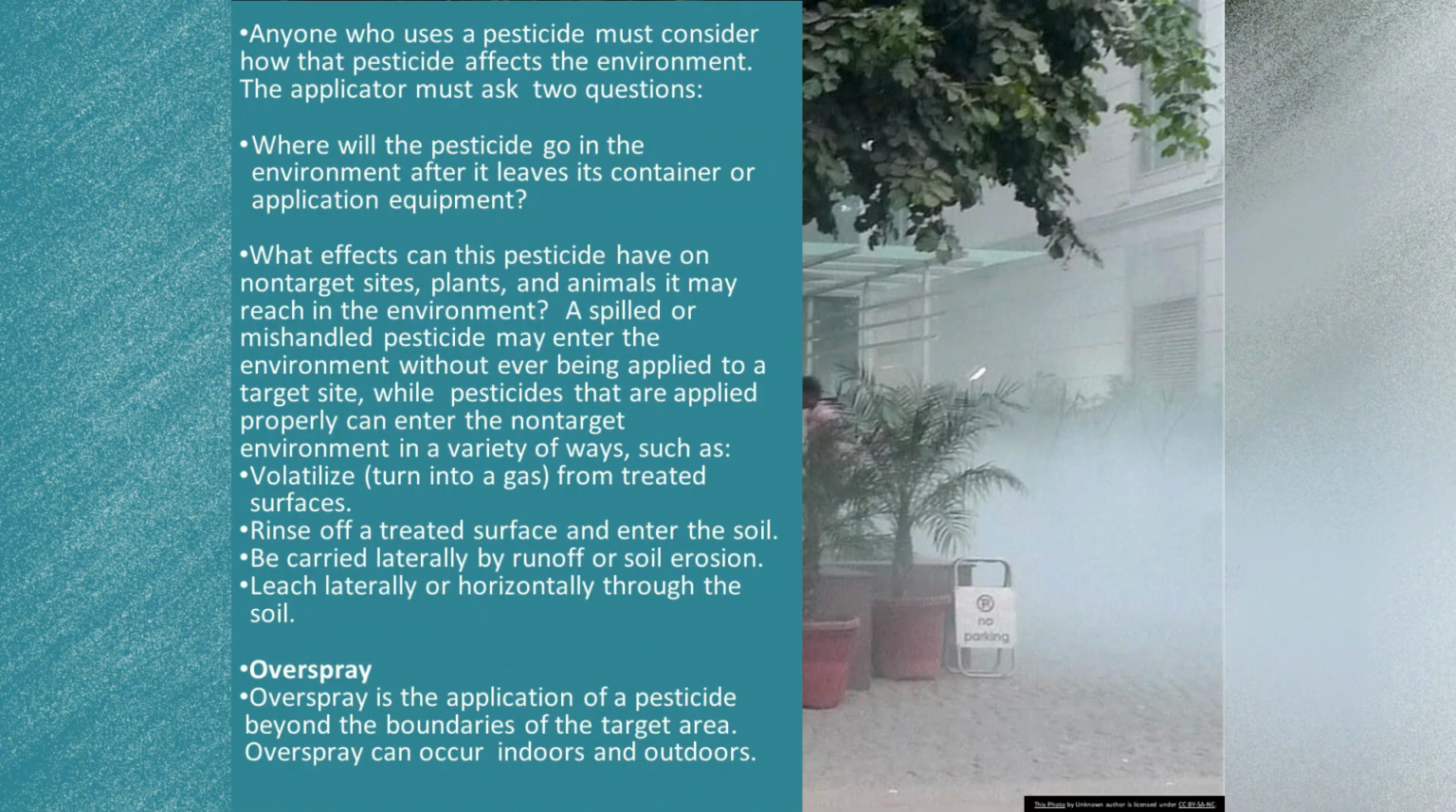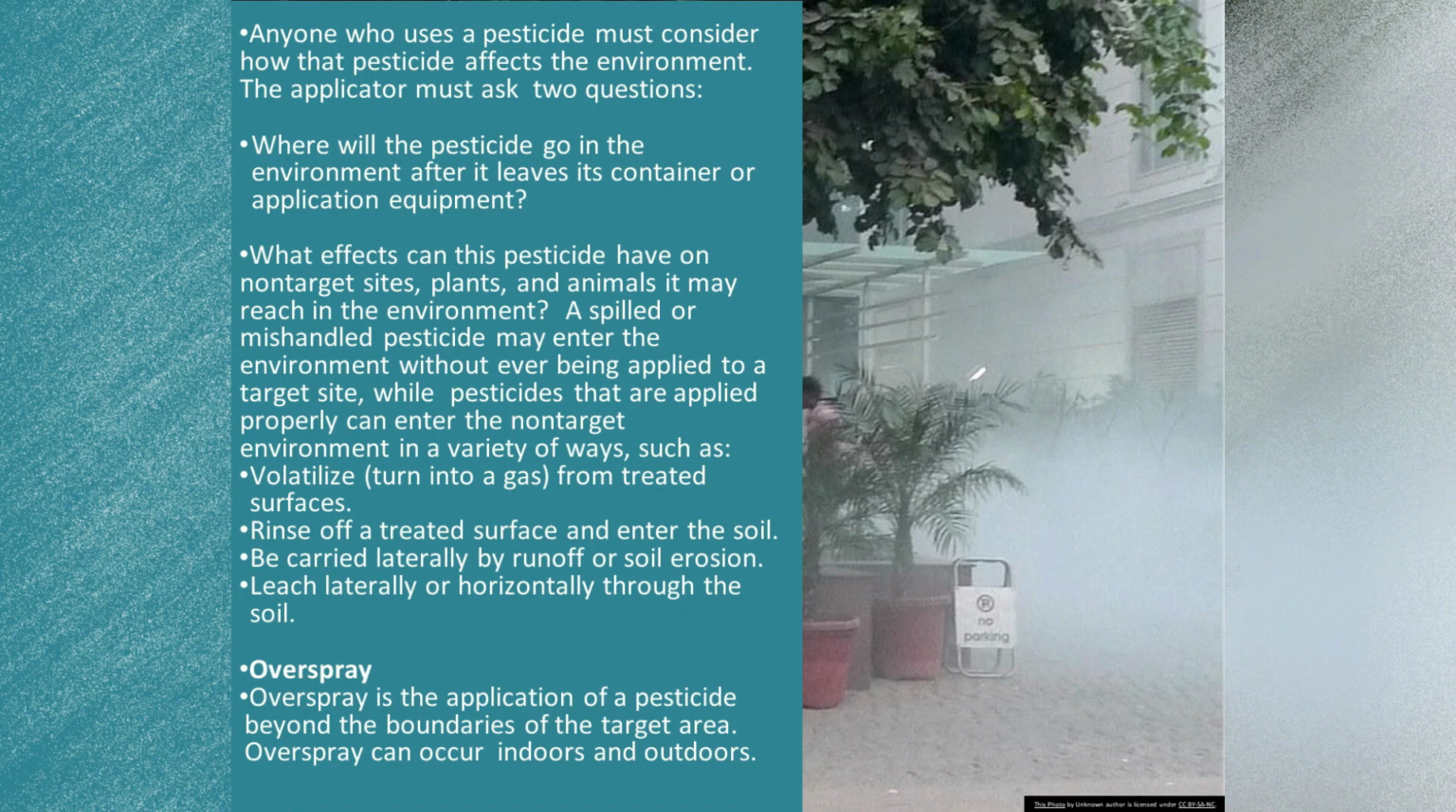Anyone who uses a pesticide must consider how that pesticide affects the environment. The applicator must ask two questions. Where will the pesticide go in the environment after it leaves its container or application equipment? What effects can this pesticide have on non-target sites, plants, and animals it may reach in the environment?